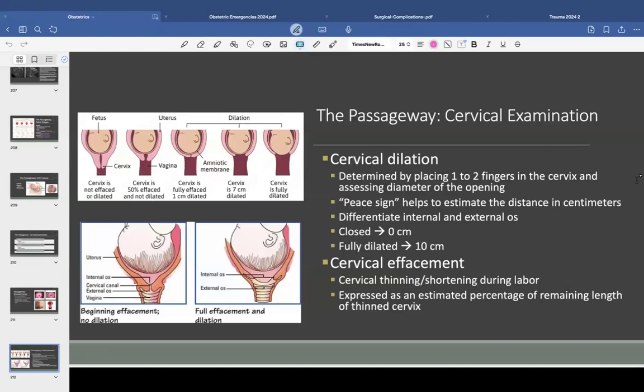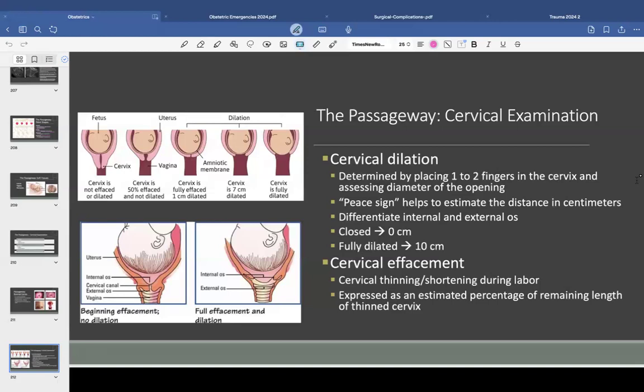We can't measure the baby with the fingers. If you see the baby's head coming out, then it's 10 centimeters, fully dilated, ready to go. You need to be able to determine the difference between the internal and external os when you're doing cervical dilation. The external os, we know, is the opening between the cervix and the vagina. The internal os is the opening between the cervix and the upper part of the uterus.